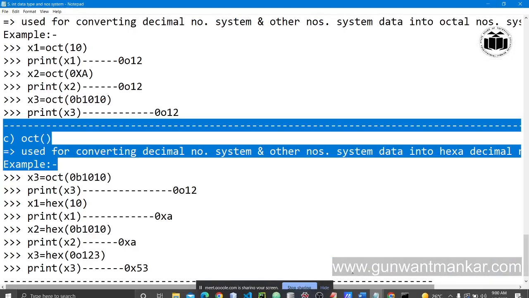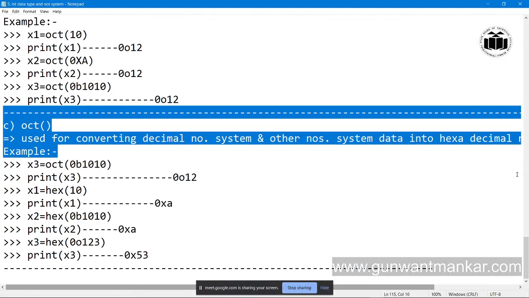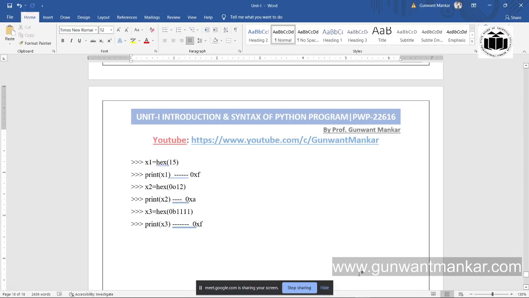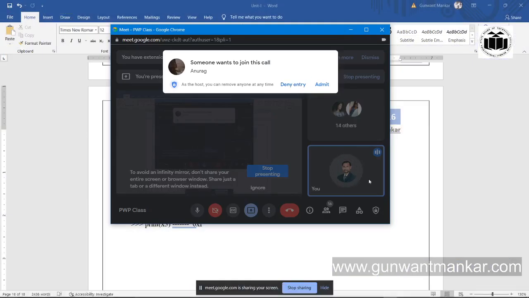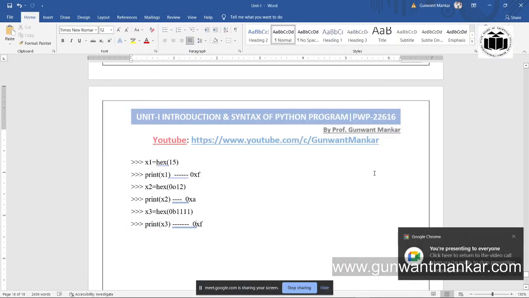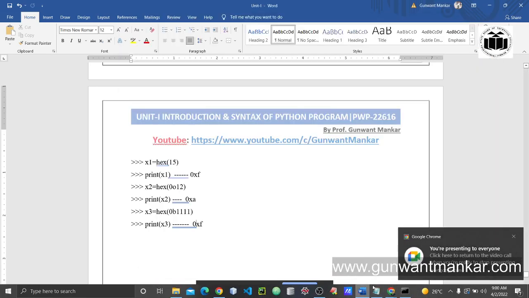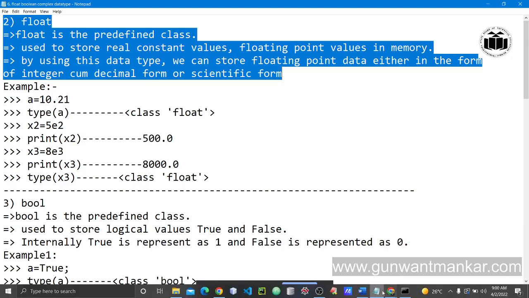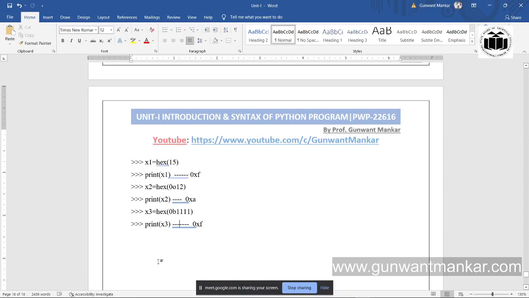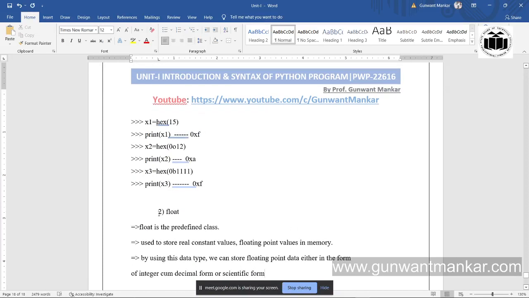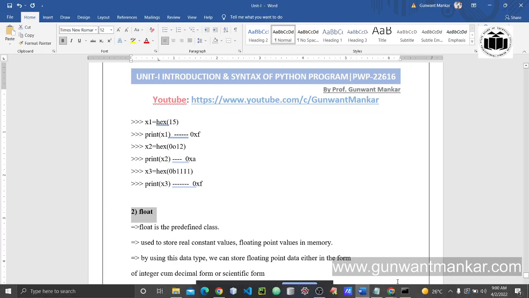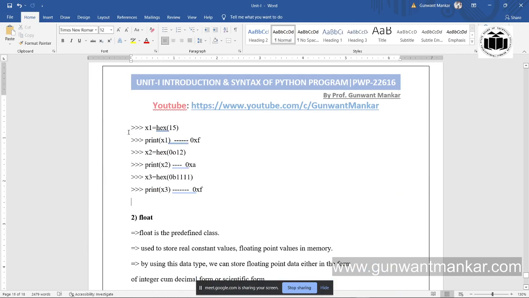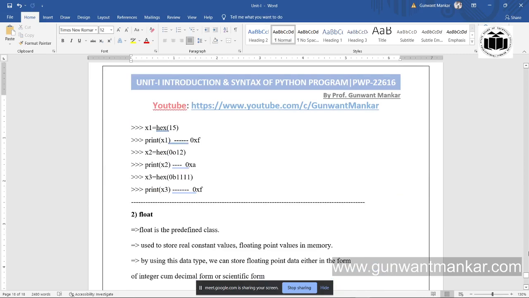Now the next one is our next topic. Next category data type. We have seen the integer category data type first. Next, we are going to see the float category data type. How can we store the float category data type? How can we store the float data type in Python? Okay, float data type. So this is about integer data type.